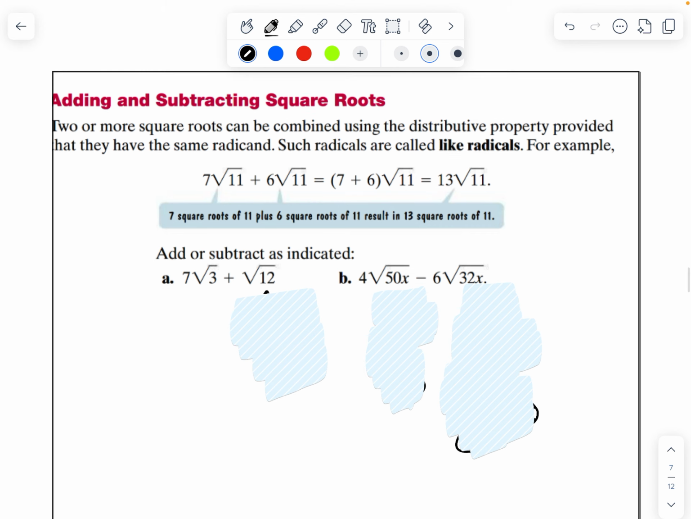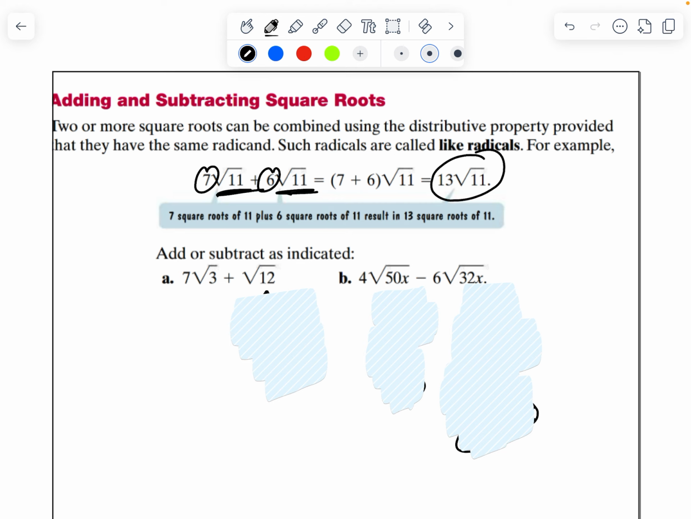Adding and subtracting square roots works the same way as adding and subtracting variables. They have to be like terms. So you have to have the same exact thing inside those square roots to be able to add, and you're not going to add the exponents or anything inside. You're just adding the coefficients. So 7 square root of 11 plus 6 square root of 11 is the same as 13 square root of 11. The same way as 7x plus 6x would be 13x. We're just treating them like terms.